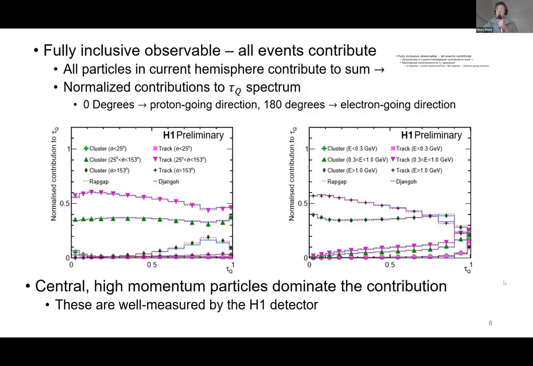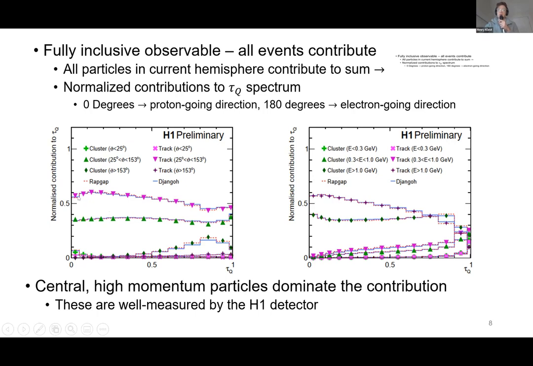Since this is a fully inclusive observable, all events contribute some value to the tau spectrum. Well, that's interesting, that's supposed to be the equation. Anyway, in these plots here, each particle also contributes some amount to the spectrum. With 0 degrees defined as the proton going direction and 180 degrees defined as the electron going direction, we can break out the individual normalized contributions to the observable, whether it's a track or a cluster and what energy.